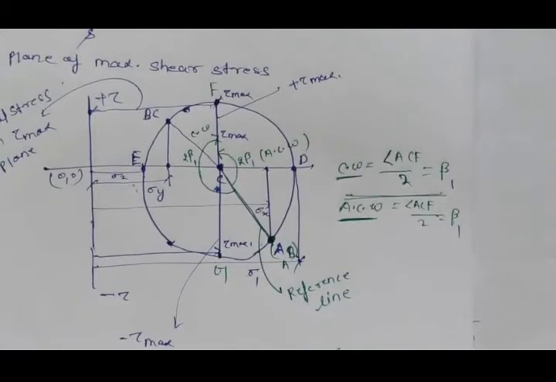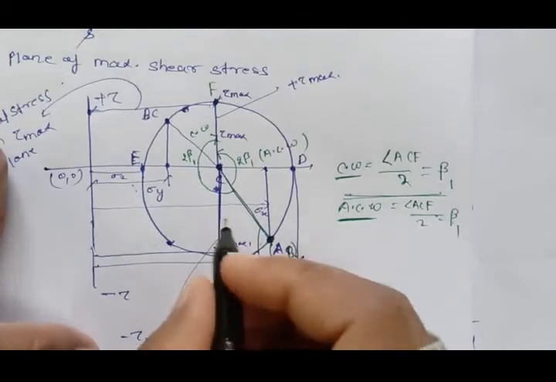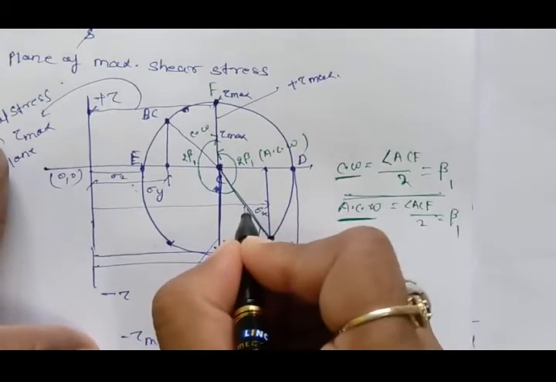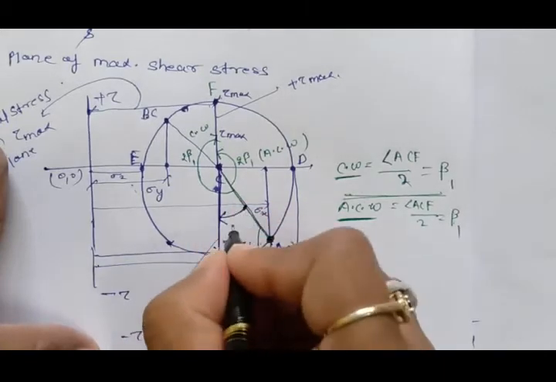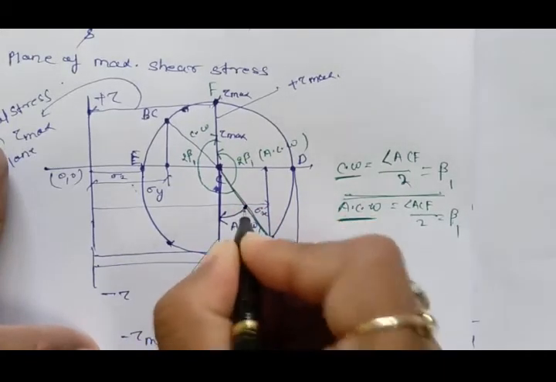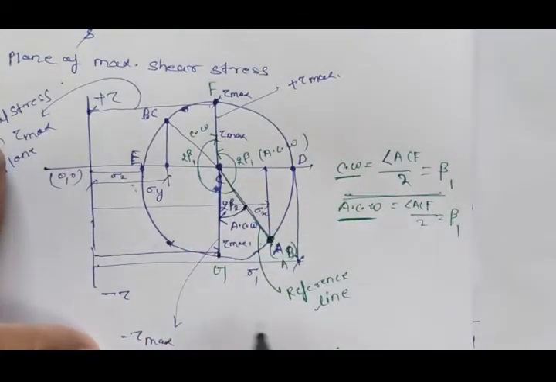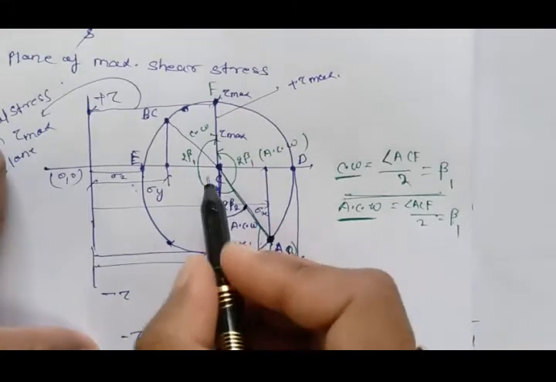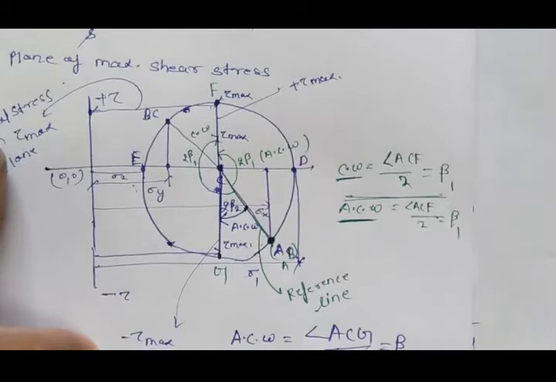Similarly here you can see this is the negative tau line. So if you go from this reference line to this, it is anti-clockwise. So this will give 2 beta 2. This anti-clockwise is nothing but the angle ACG by 2, which gives beta 2.